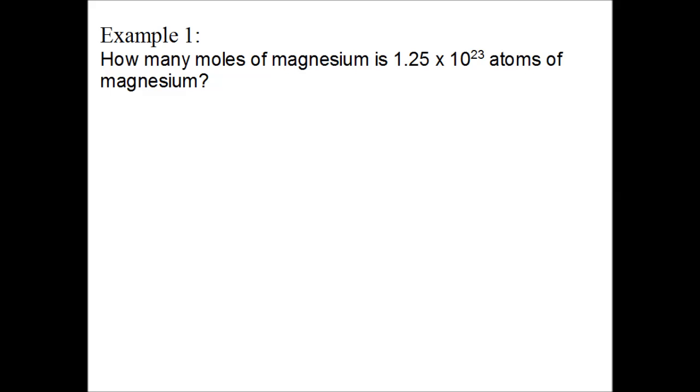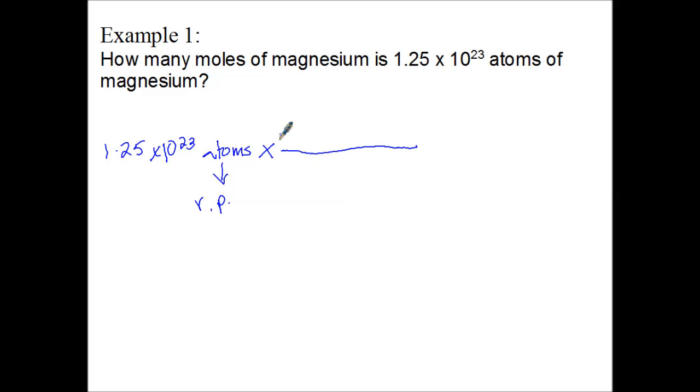Okay, so we're going to start off by writing down our known information. Right now we know that we have 1.25 times 10 to the 23rd atoms. And what we should remember is that atoms were one of our representative particles. So we can use our conversion factor for moles to representative particles.